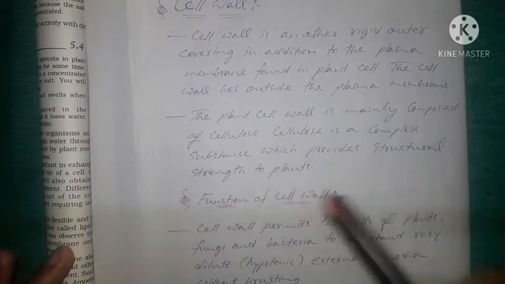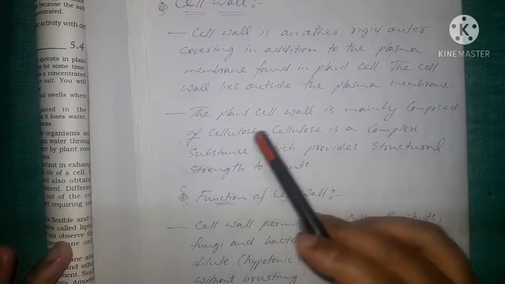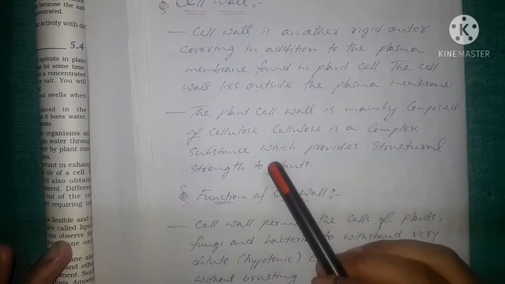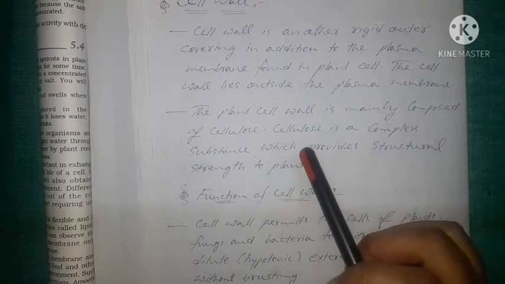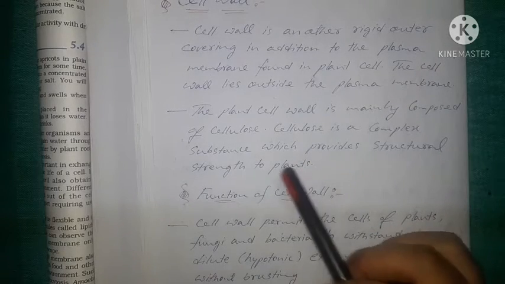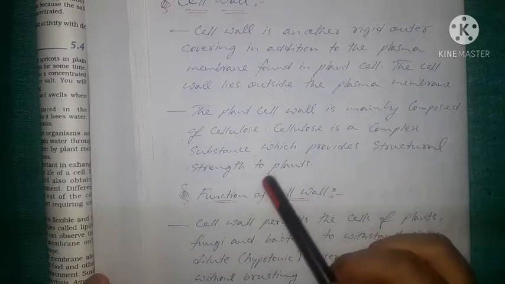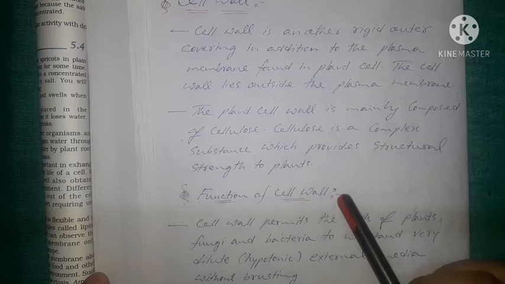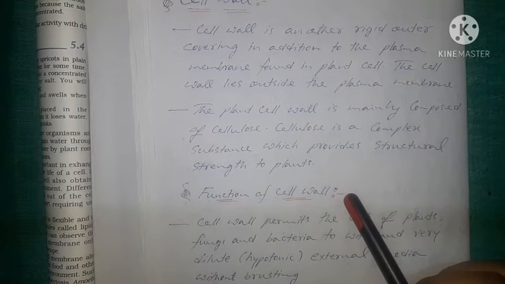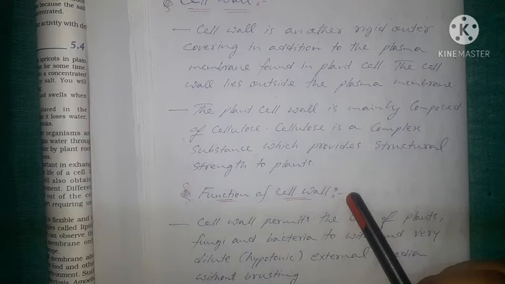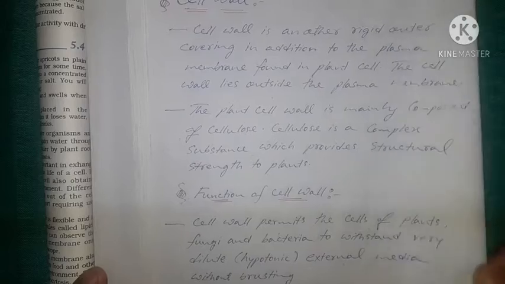For the second point, the plant cell wall is mainly composed of cellulose. Cellulose is a complex substance which provides structural strength to the plant. So due to the presence of this cell wall, that is the cellulose, the structure of plants is very strong and rigid as compared to that of animals.